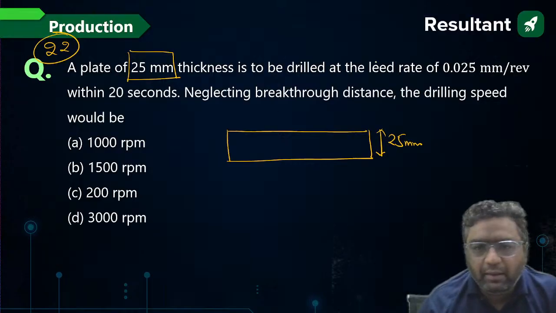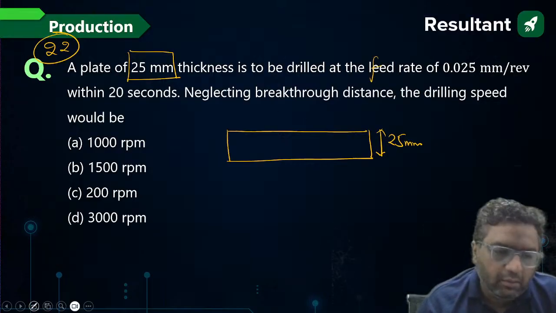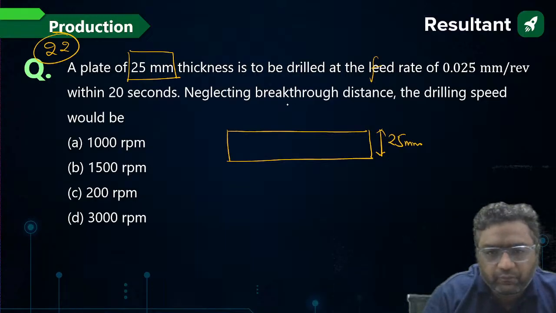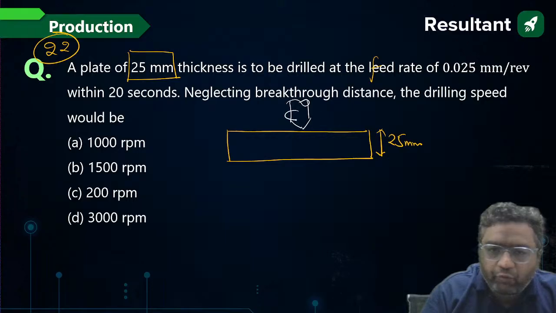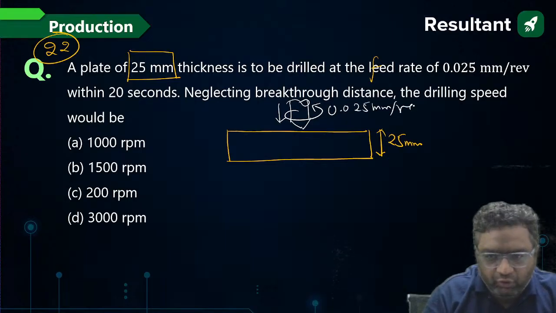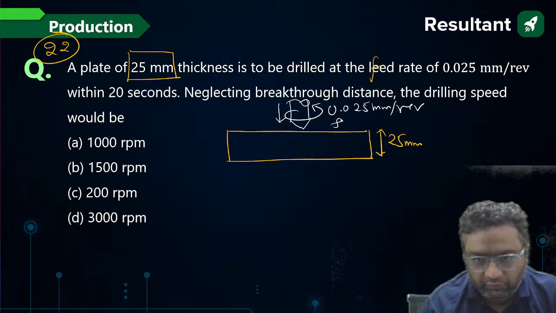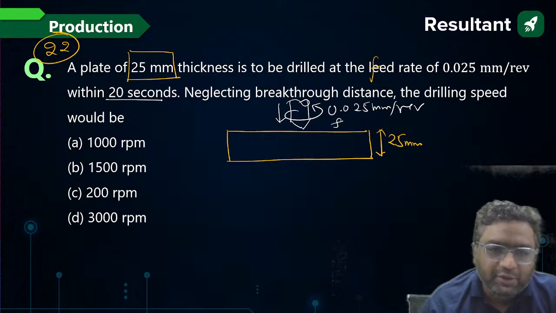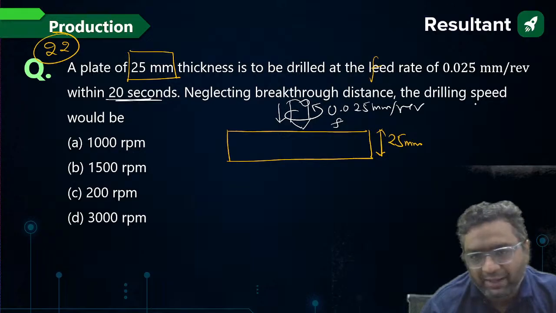A hole is to be drilled at a feed rate. There is a drill which is rotating at, sorry, moving at 0.025 mm after every revolution. Feed rate. Time is 20 seconds. Find out the drilling speed.